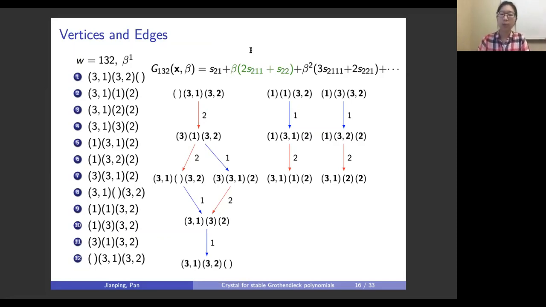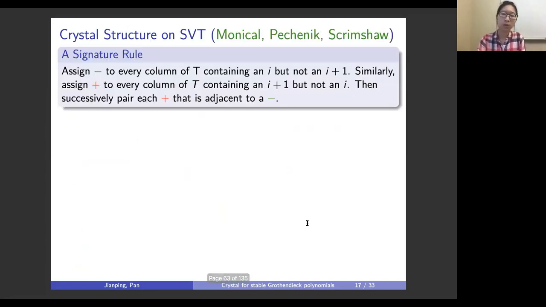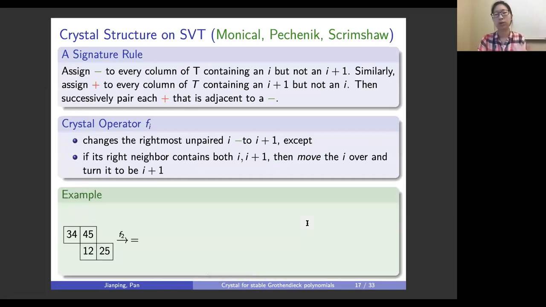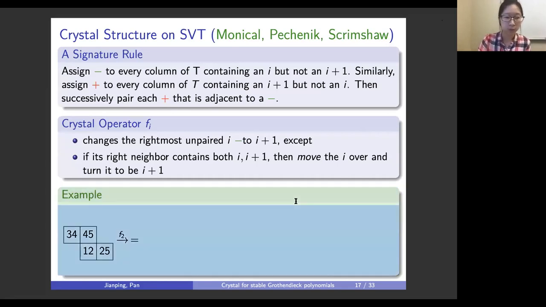In general, there are many different combinatorial models for crystals. The most famous one is semistandard Young tableaux. Here we just talk about this one on decreasing factorizations. We can also have a crystal structure on the set-valued tableaux. We just talk about semistandard set-valued tableaux. They were defined by Monical, Pechenik, and Scrimshaw. So I'll just briefly go through it with an example.